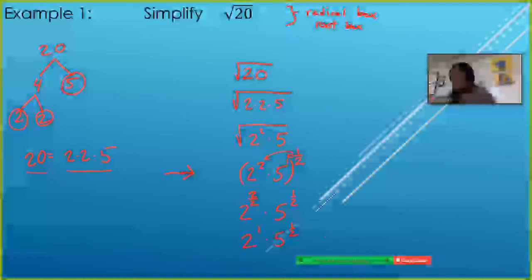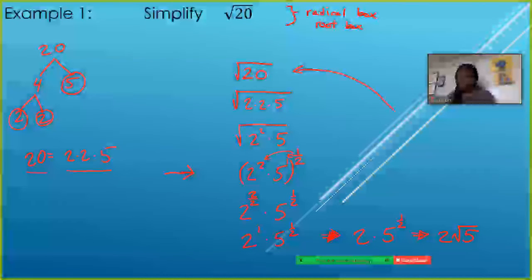So now our example can be turned back into radical form like it started. But notice that the 2, that's just 2 to the 1. So it's 2 times 5 to the half. And now we can turn the 1/2 power to the radical. So what do we have? We have 2 square root 5.